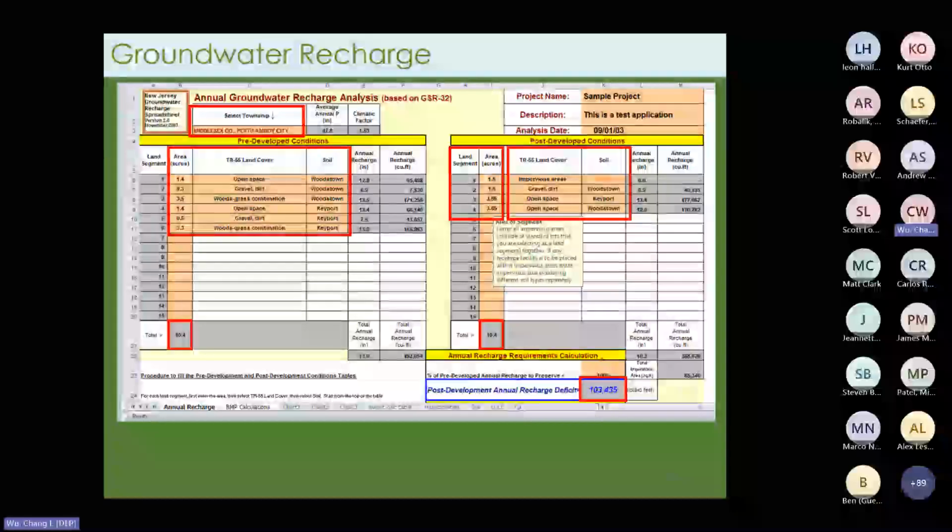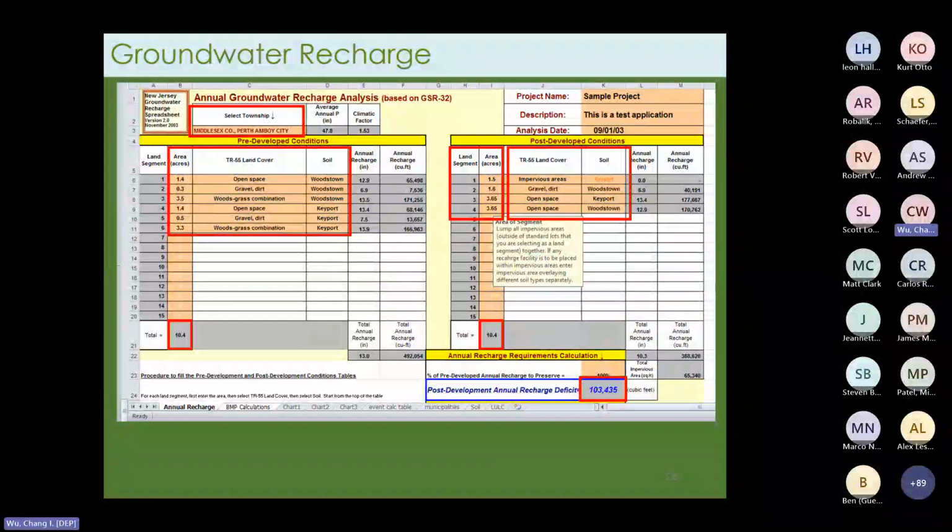And here is the first page of the groundwater recharge spreadsheet. The orange shaded areas are for the inputs, the gray areas are for the outputs. Let's look at the inputs required on the first page. On the left of the page, there are inputs for pre-construction conditions. On the right side, there are inputs for the post-construction conditions.